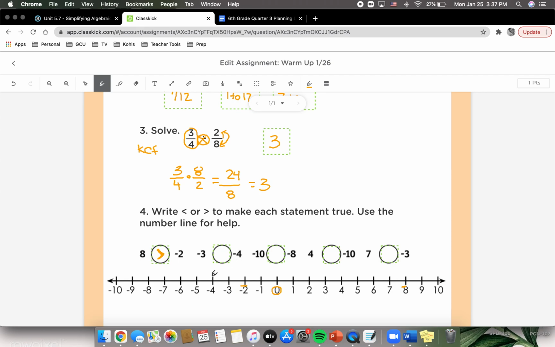Looking at negative 3 and negative 4, we have negative 3 right here and negative 4 right here. It's better to be closer to 0 than it is to be further away from 0 when it comes to the negative side. So we're going to say negative 3 is greater than negative 4. Looking at negative 10, which is right here, and negative 8, which is right here. Again, it is better to be closer to 0 when it comes to negative numbers on a negative number line. So our expression is going to represent that negative 10 is less than negative 8.